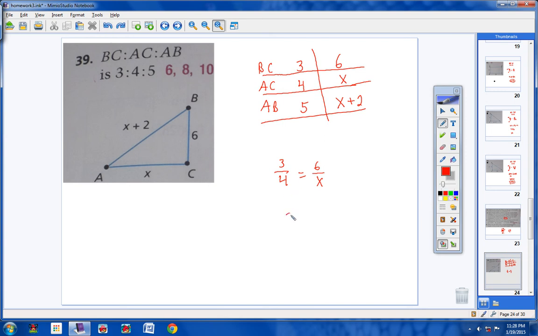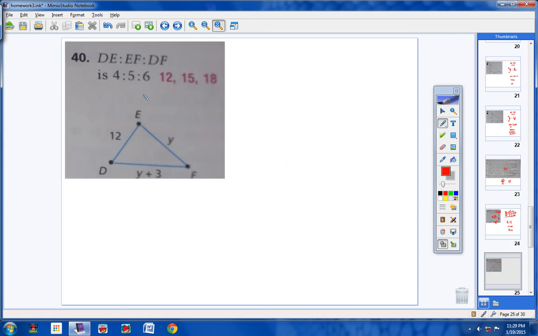Okay, 4 times 6 is 24. 3 times X is 3X. Set them equal, divide by 3, 8 equals X, okay? So for this X right here, I can go ahead and put 8. Now the directions say to find the length of each side. So if X is 8, then here for X I can put 8. X plus 2 is 10, and we're done. The lengths of the sides of this triangle here are 6, 8, and 10. Pretty simple. Number 40.